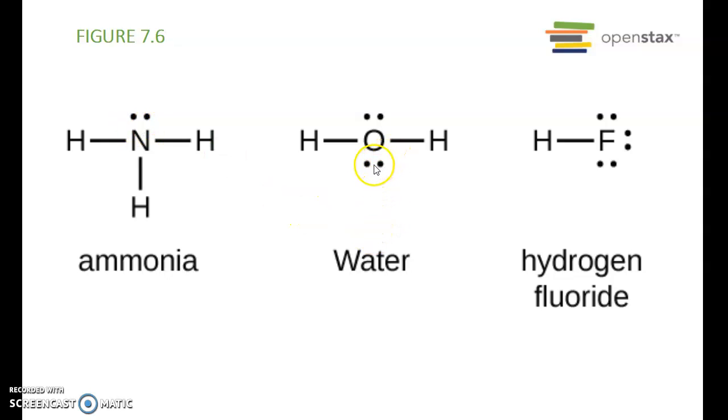Water, for oxygen, has 6. So here's 2 to share, plus 2 non-bonding pairs. And fluorine has 1 to share, and so it only forms 1 bond with hydrogen. So you can see how you get 3 bonds with hydrogen here, and then next place over in your periodic table you get 2 bonds with hydrogen for water and only 1 bond with fluorine.